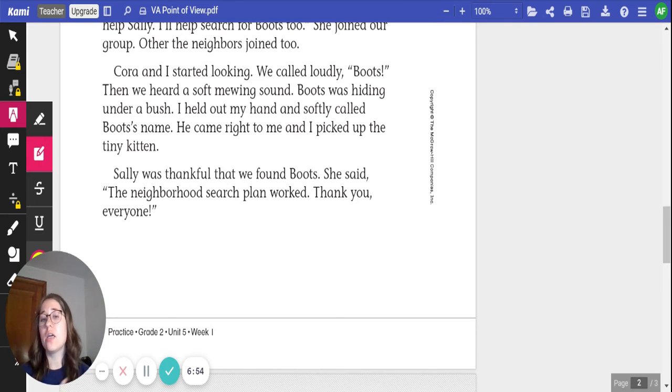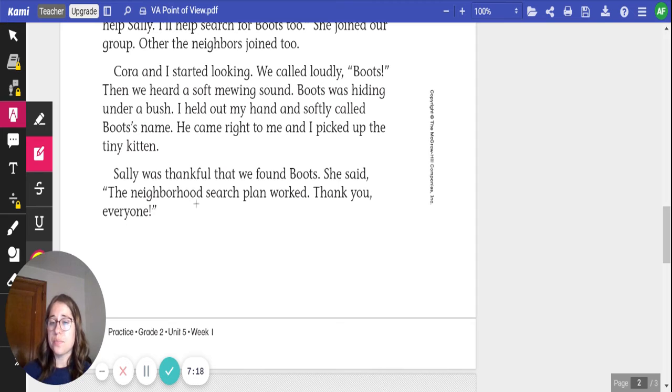Cora and I started looking. We called loudly, "Boots!" Then we heard a soft mewing sound. Boots was hiding under a bush. I held out my hand and softly called Boots' name. He came right to me and I picked up the tiny kitten. Sally was thankful that we found Boots. She said, "The neighborhood search plan worked. Thank you, everyone."